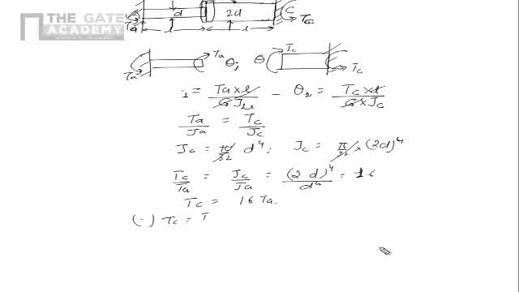Option A is TA equal to TC. Option B is TC equal to 8 times TA. Option C is TC equal to 16 times TA. And option D is TA equal to 16 times TC. I'll just write the option D again. It is TA equal to 16 times TC.